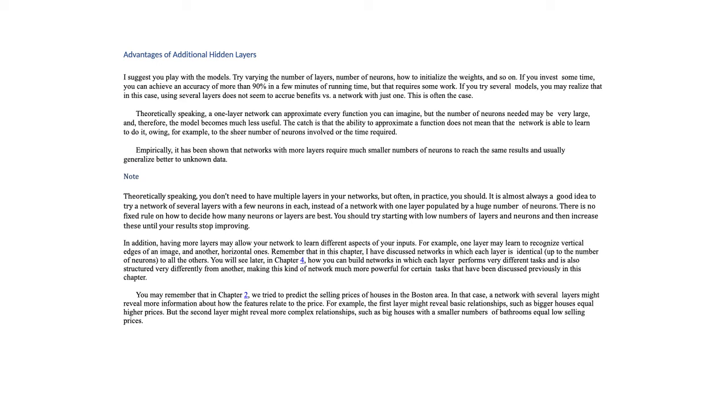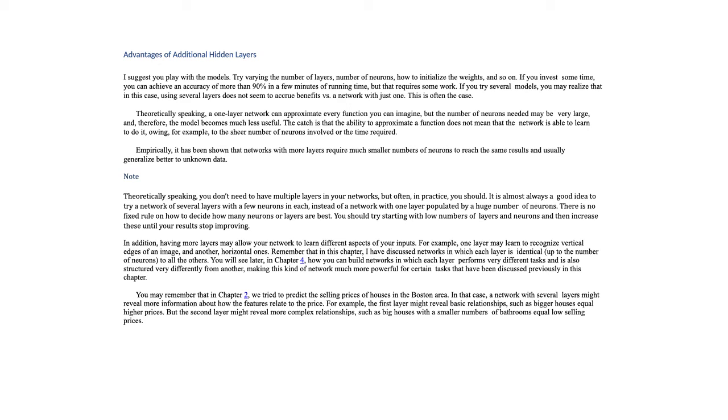Empirically, it has been shown that networks with more layers require much smaller numbers of neurons to reach the same results and usually generalize better to unknown data. Note, theoretically speaking, you don't need to have multiple layers in your networks, but often, in practice, you should. It is almost always a good idea to try a network of several layers with a few neurons in each, instead of a network with one layer populated by a huge number of neurons. There is no fixed rule on how to decide how many neurons or layers are best. You should try starting with low numbers of layers and neurons and then increase these until your results stop improving.